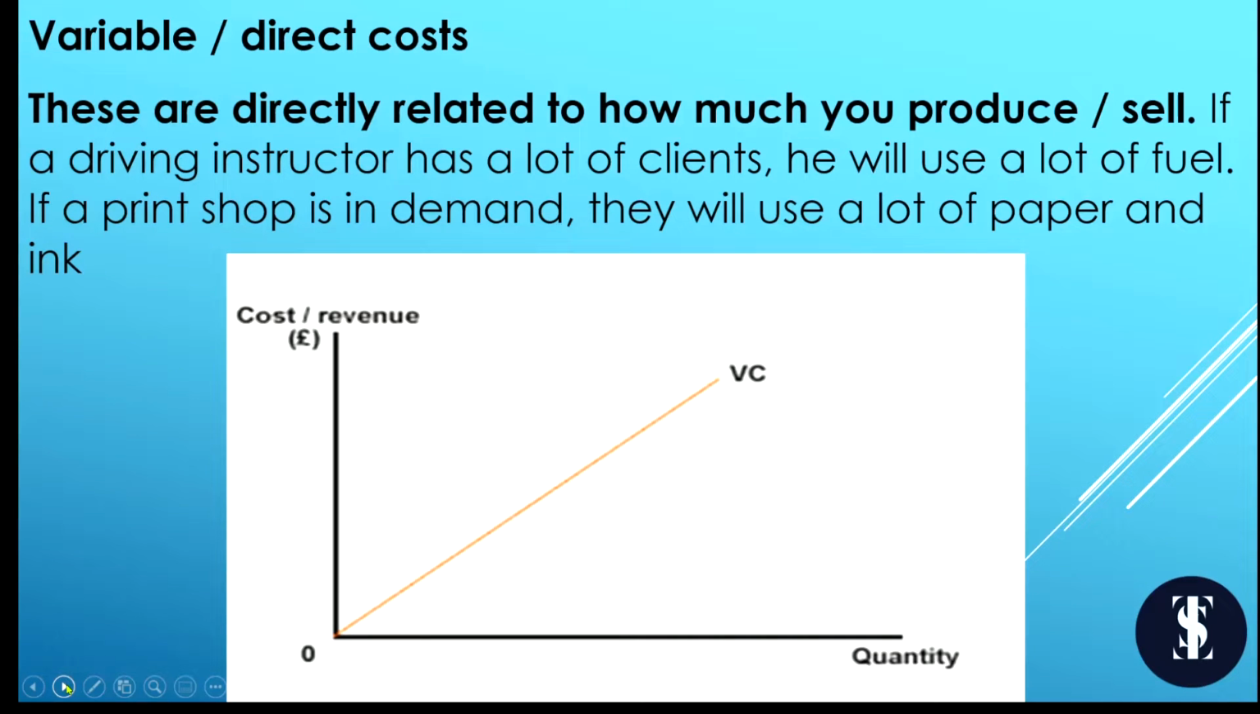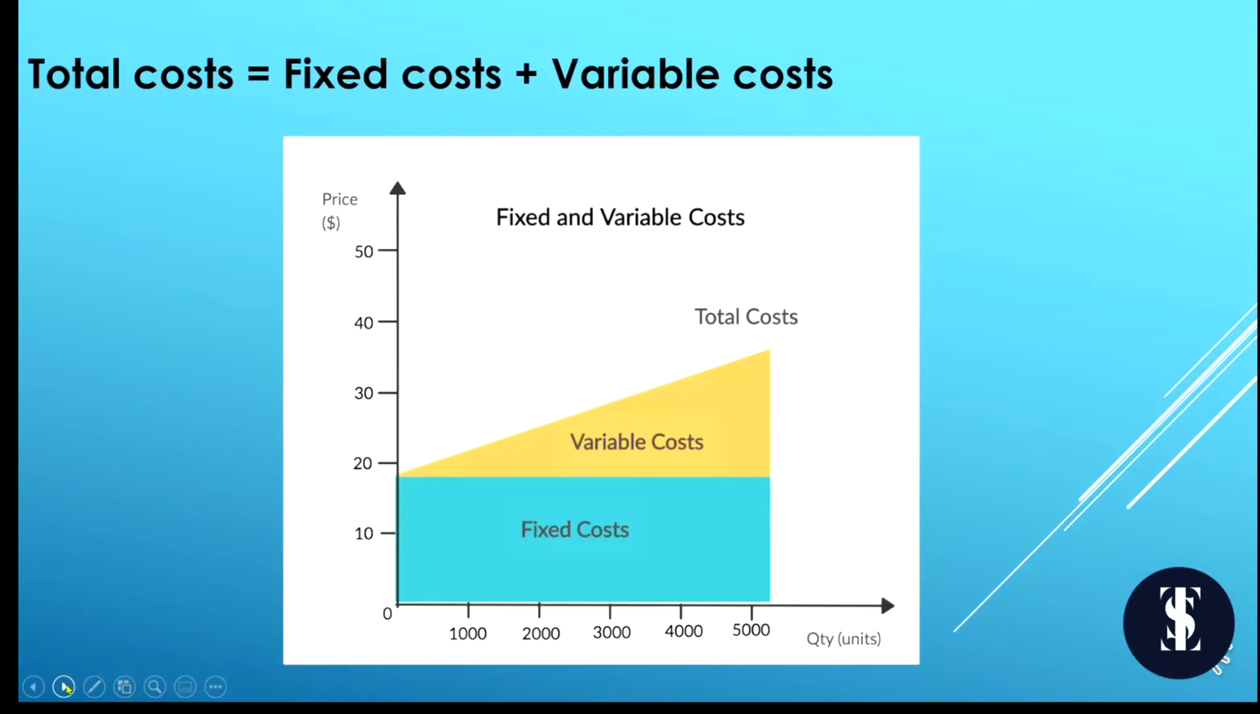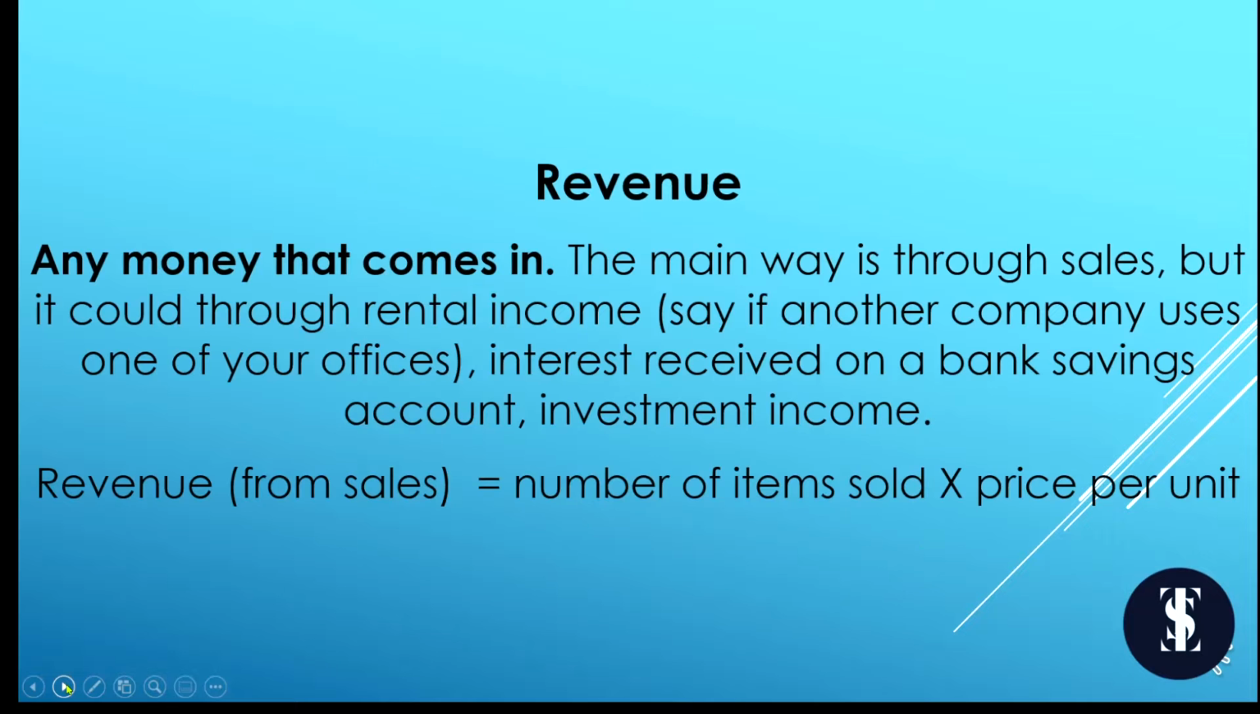Variable or direct costs. These are directly related to how much you produce or how much you sell. If a driving instructor has a lot of clients, he will use a lot of fuel. If a print shop's in demand, they will use a lot of paper and ink. Total costs is fixed costs plus variable costs.